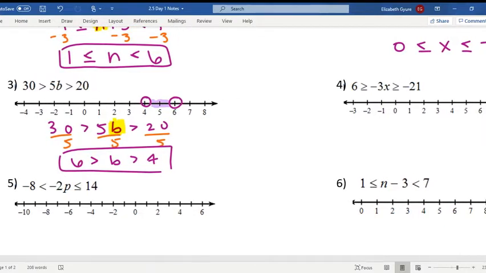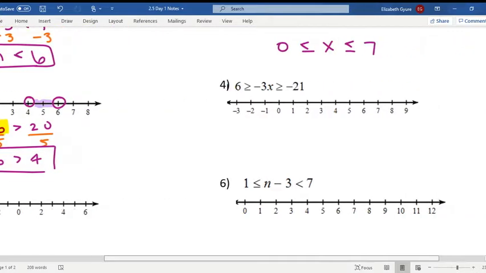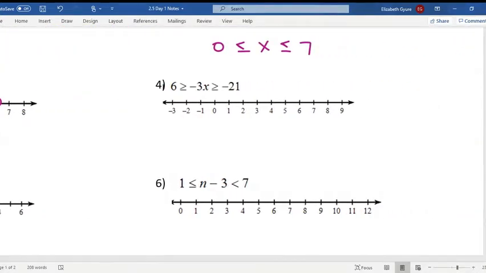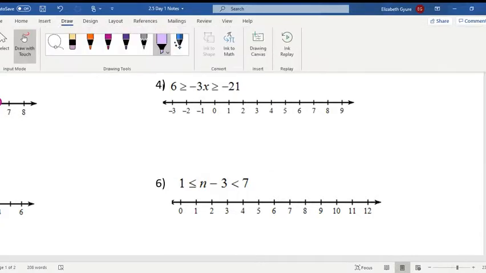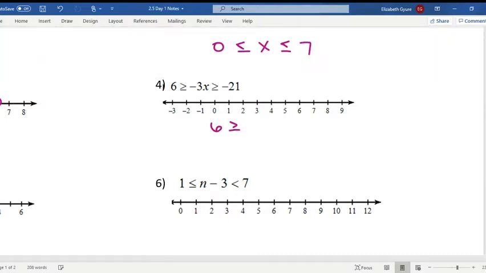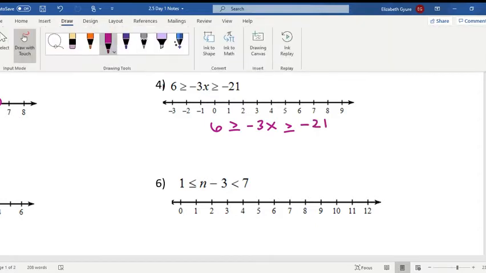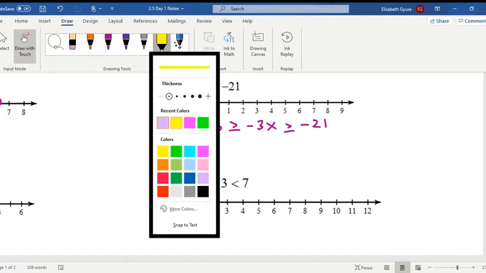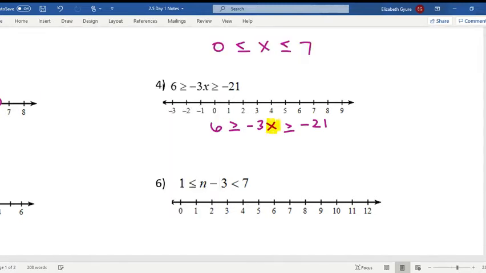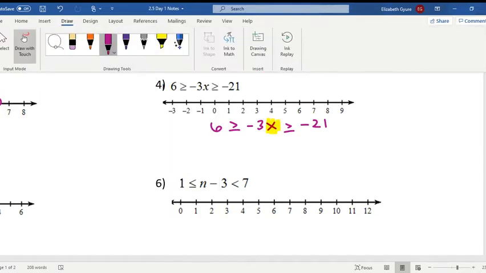All right, so number 4, we have 6 is greater than or equal to negative 3x is greater than or equal to negative 21. We want to get x all by itself in the middle. So what do I have to do to all 3 parts here?